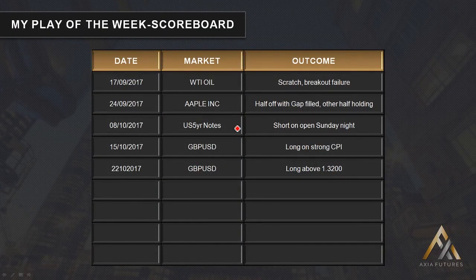That is our scoreboard. As we can see, we've still got our US 5-year Treasury notes. We've still got our other half of our Apple trade from almost 3-4 weeks ago. And we're ultimately now looking for a long above the 132s once we get the close.